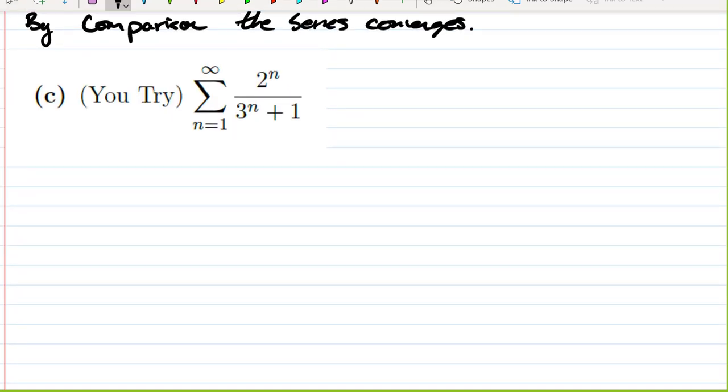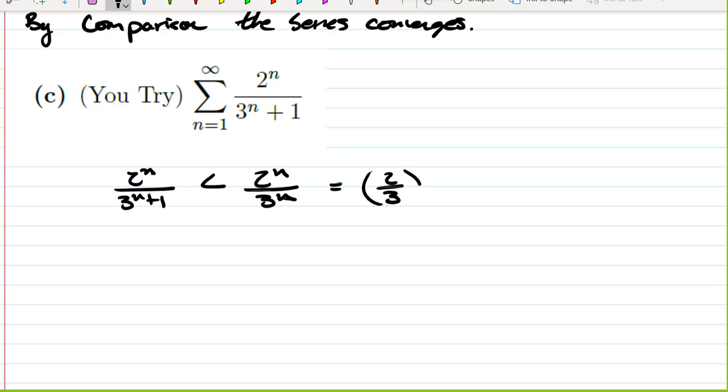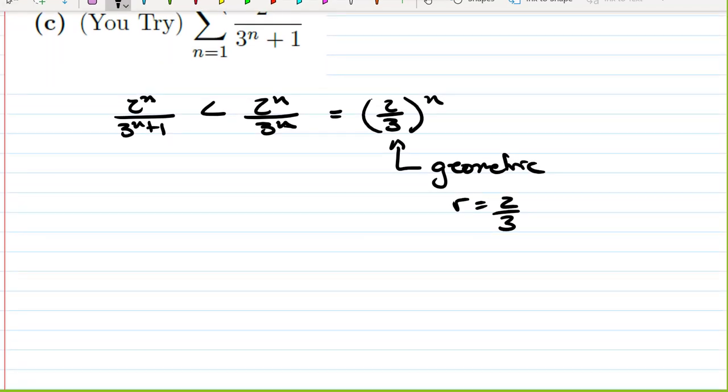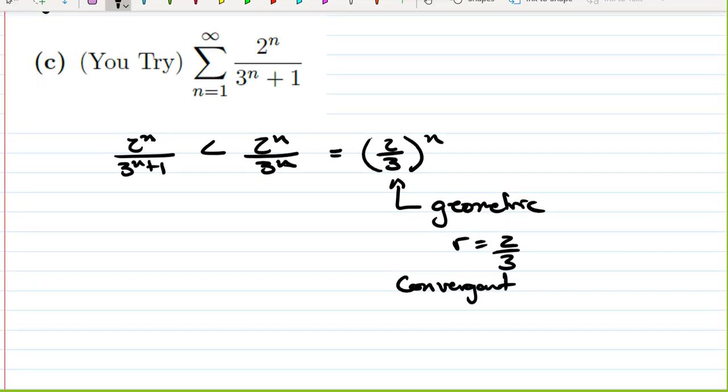So first thing we'll note is that adding 1 to the denominator makes it larger. So we know that 2 to the n over 3 to the n plus 1 is less than 2 to the n over 3 to the n, which would then equal (2/3) to the n. And this is going to be geometric with r equal to 2/3. So with r equal to 2/3 on a geometric series, we know that this is going to be convergent. So then, by comparison, the series must converge.